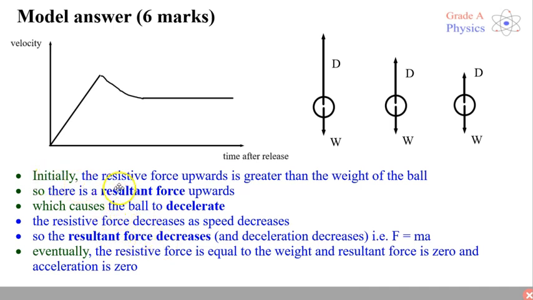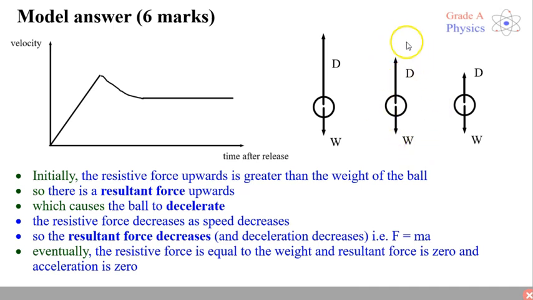Initially, telling the story, the resistive force or drag is greater than the weight of the ball. So there is a resultant force upwards, not downwards, as we saw in the first example, which causes the ball to decelerate. So we've got deceleration. So we're answering the question, what happens to the acceleration? The resistive force decreases as the speed decreases.